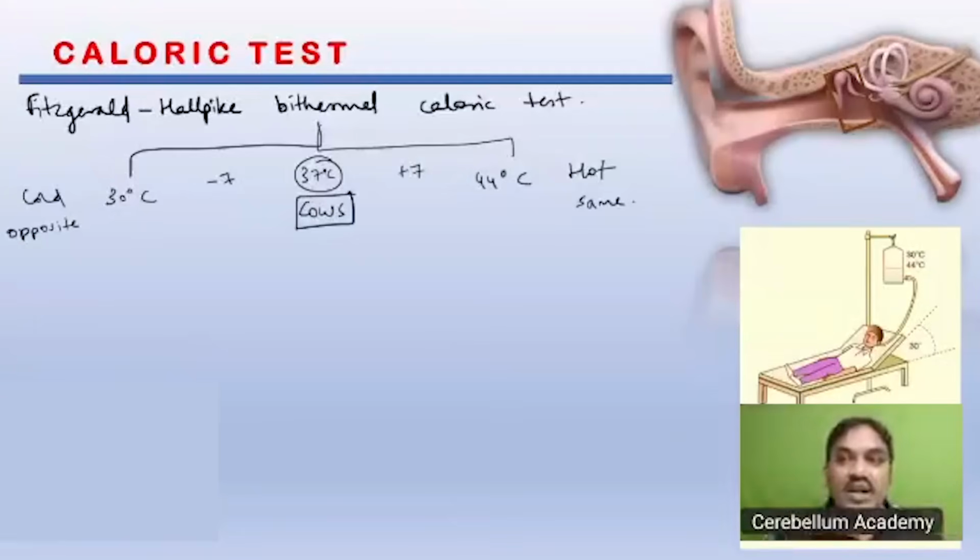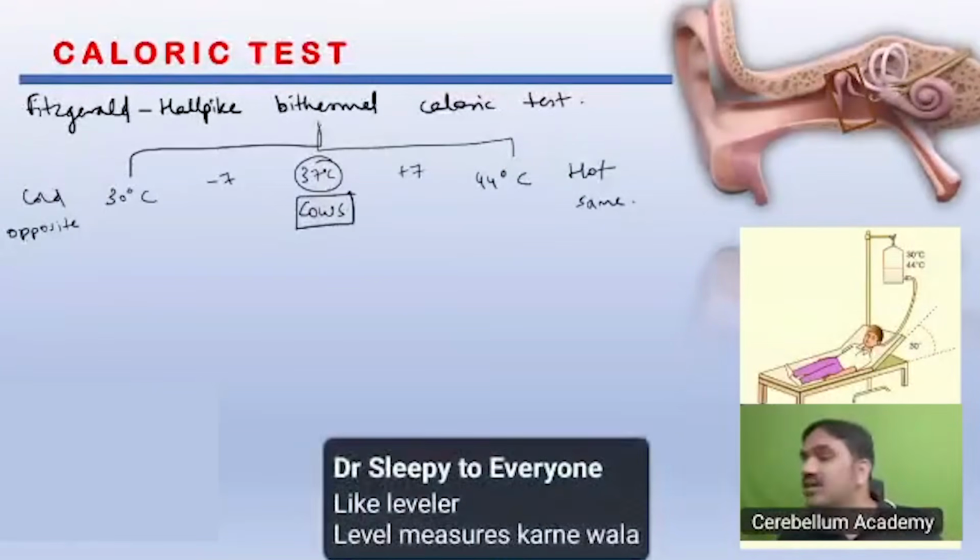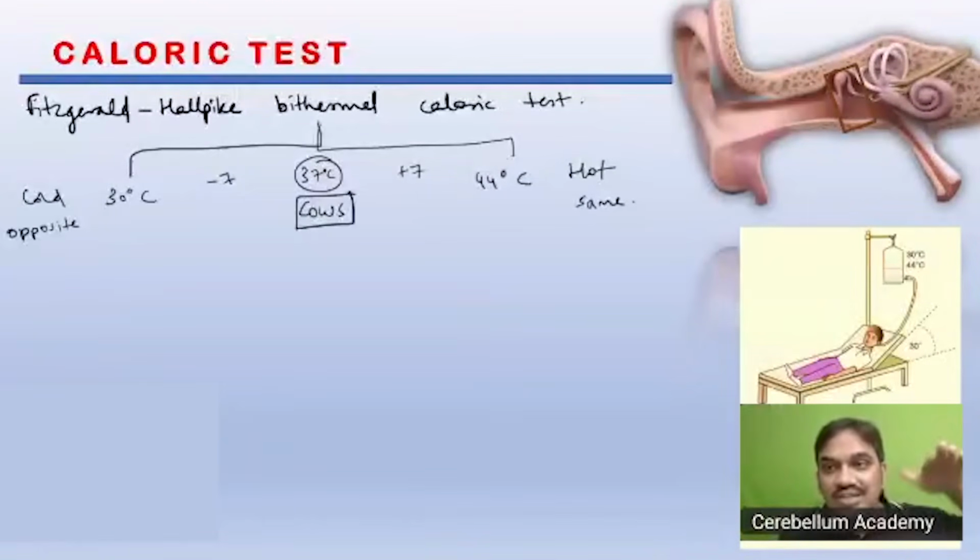Whenever I move my head towards the right side, right vestibule will send excitatory impulses, left vestibule will send inhibitory impulses to the brain. And whenever I am moving my head, my eyes should also turn towards the same side. So if I move my head suddenly, my eyes will also move with the same speed.